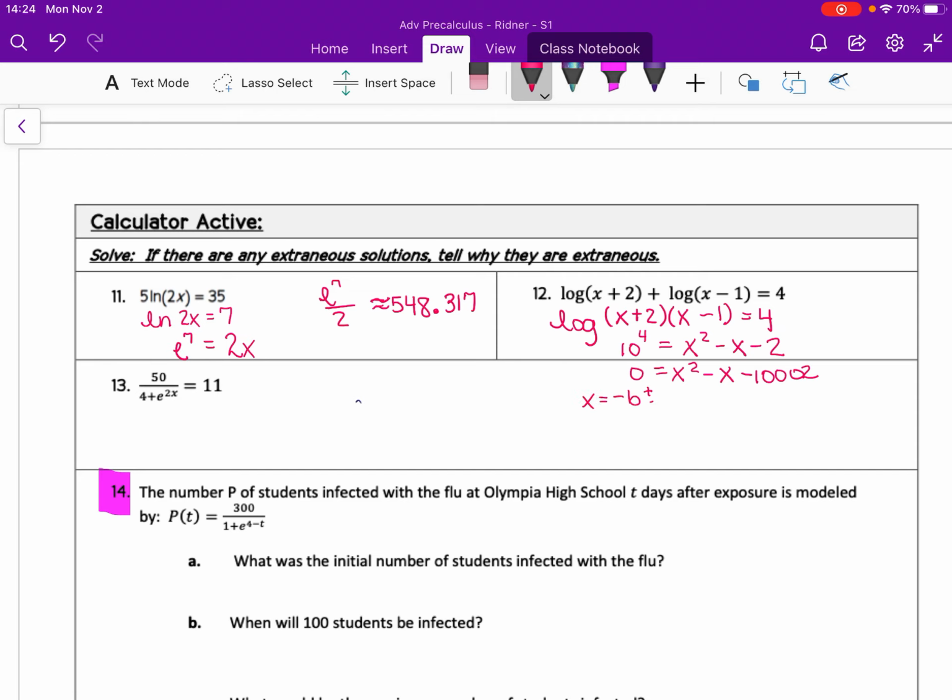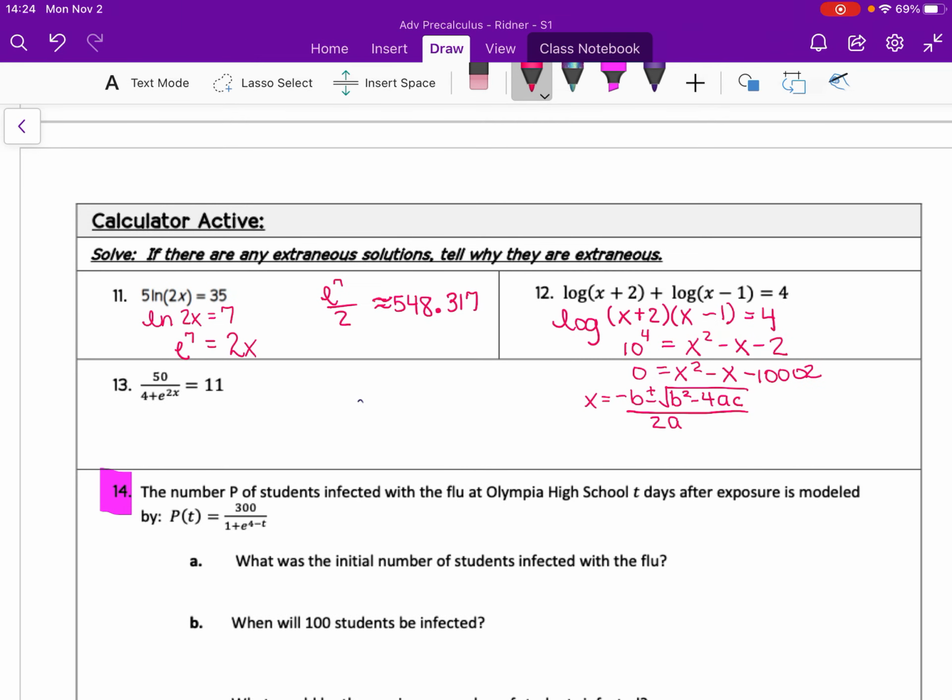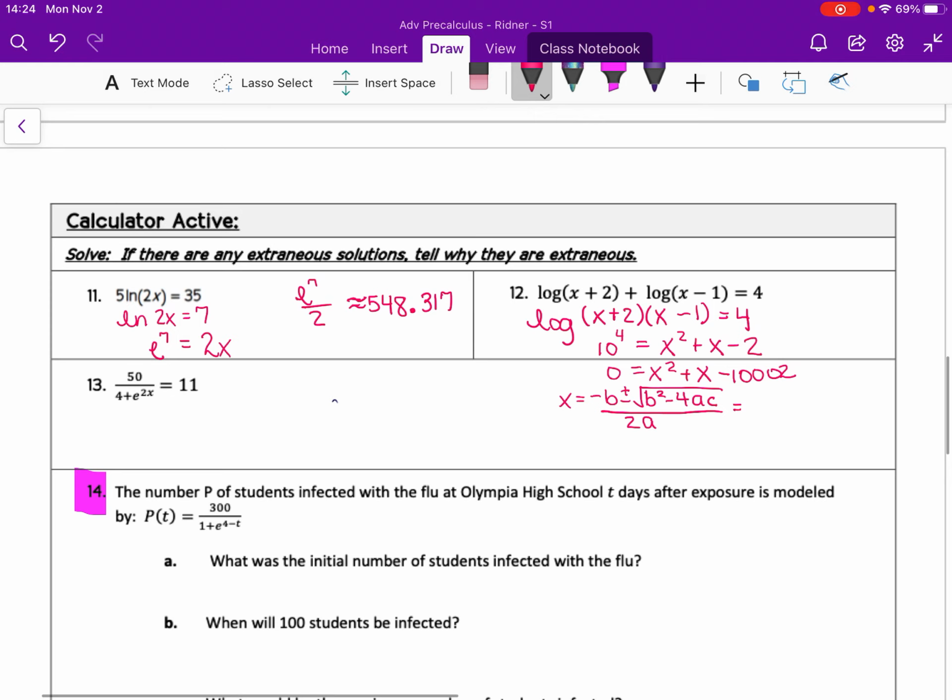X equals negative b plus or minus square root b squared minus 4ac all over 2a. All right, so that would be, I have my sign wrong, negative 1 plus or minus, because if I had the correct sign there, hopefully if you're watching that, you're correcting me like, oh yeah. All right, so b squared would be 1 squared minus 4 times 1 times negative 10,002, all over 2a, so that's all over 2.